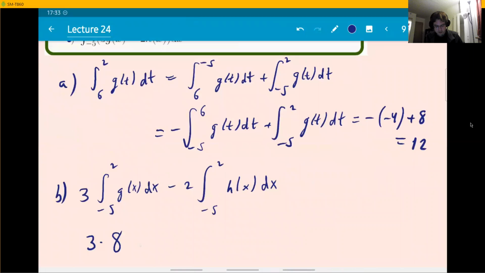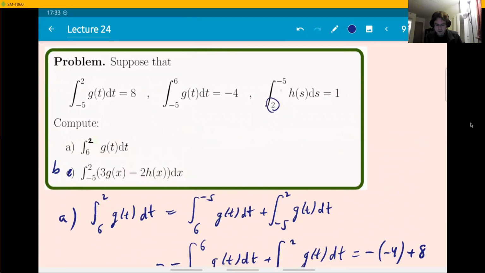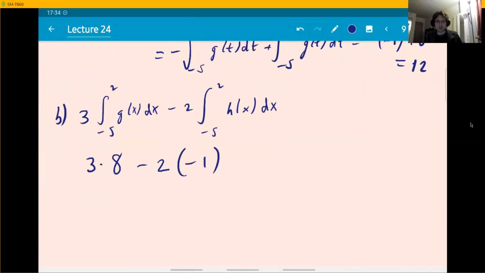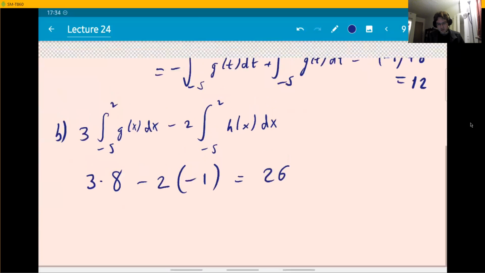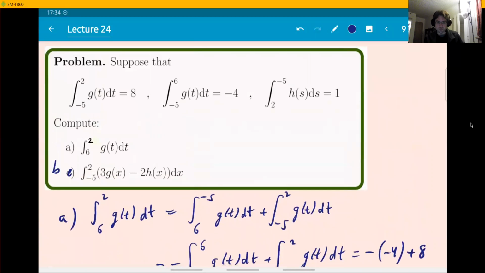And then what about the second one? h from minus 5 to 2. Well, we know 2 to minus 5, we know the opposite. This is a 1. So I'm going to write minus 1 down there, like this. And this is 24 plus 2. So this is the typical problem where you're applying the properties of the integrals instead of actually computing them.